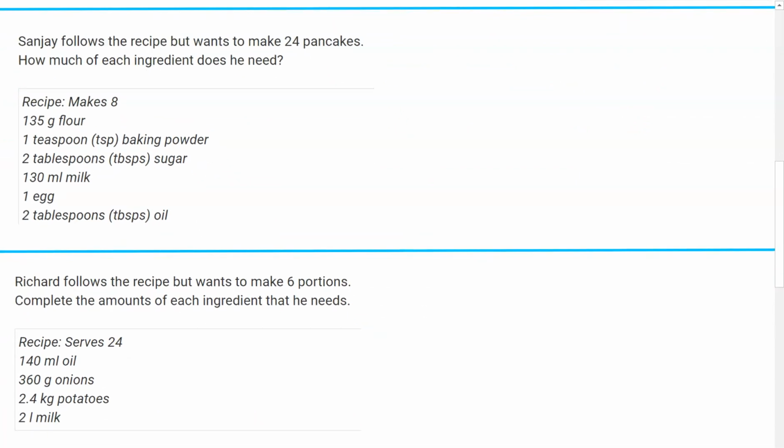So Sanjay wants to make 24. Our recipe makes 8. How do I make an 8 into a 24? Multiply it by 3. So for each one of these I'm going to multiply by 3. So 335 is 405, so 405 grams of flour, 8 teaspoons of baking powder.